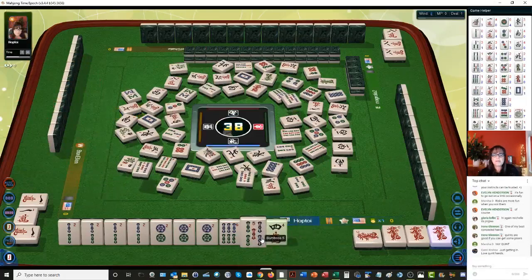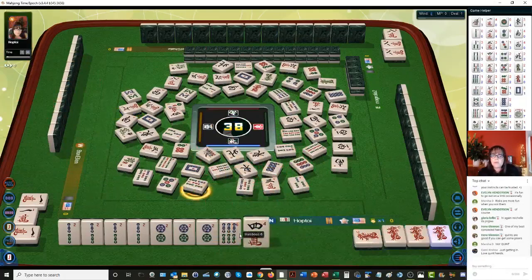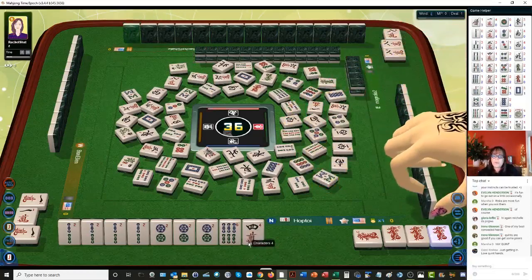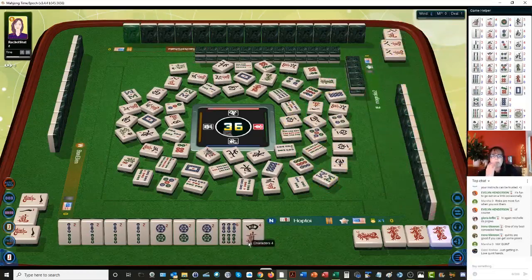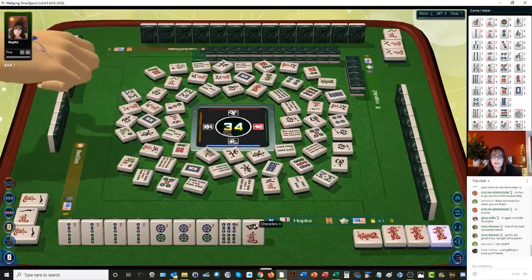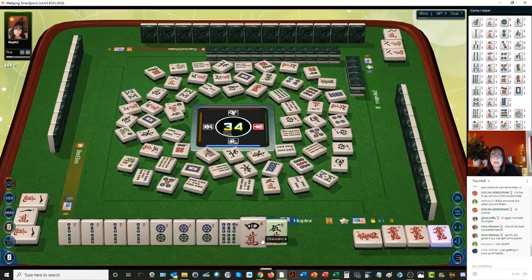4 crack. There's one out. Let's get rid of the 5. 5 bamboos. So right now we're going into the end game. 8 bamboos. There's 1 4 crack out and 1 6 bam is out. So I think we want to have bamboos. We want to have access to jokers. But at the same time, we don't want to hold on to risky tiles. 5 crack. There's a 5 crack out. Let's discard that. 5 characters.